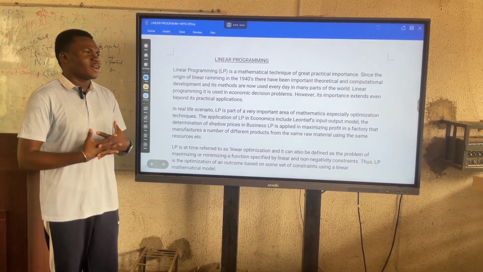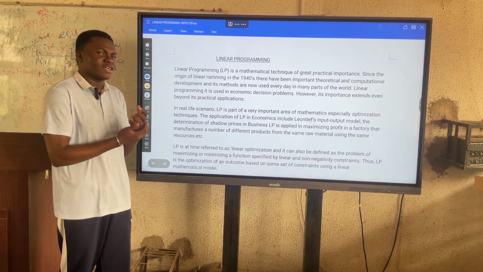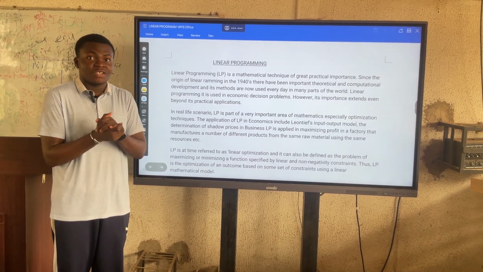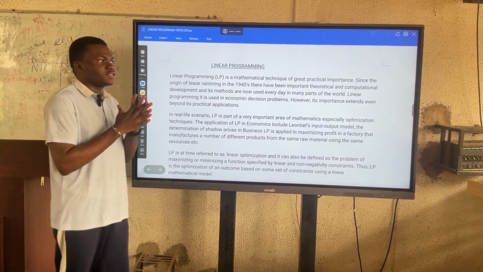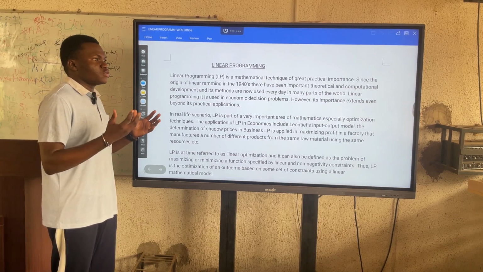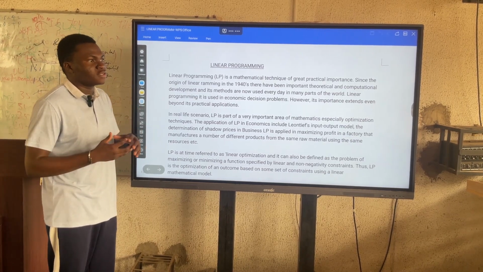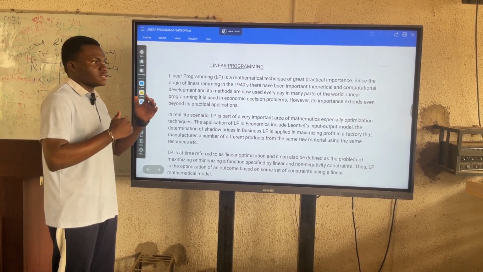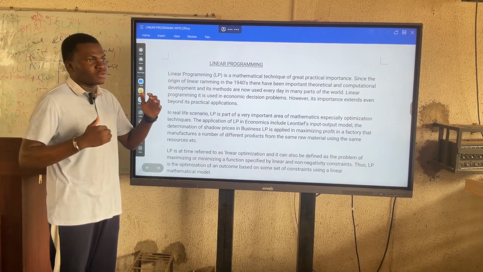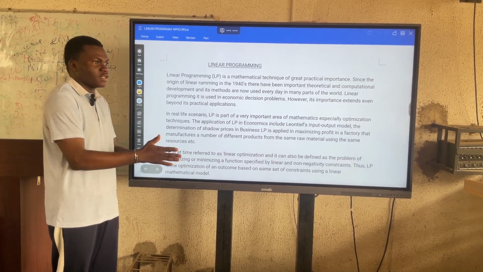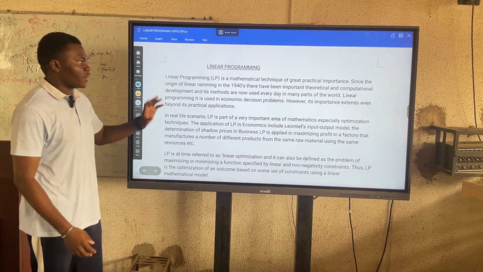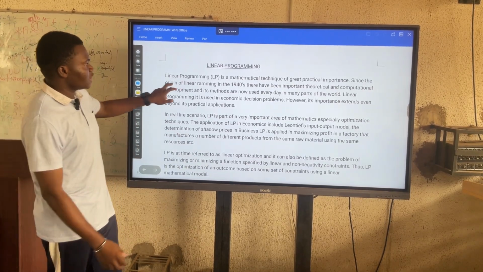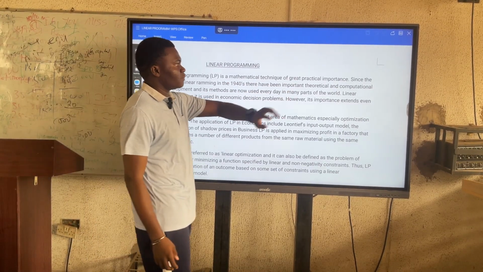So, before I start the main calculation, I want to give a brief introduction of what linear programming actually is. Linear programming is a topic in operational research which deals with maximization of profits, to know the constraints, to know how the resources within a given organization can be constrained to achieve a particular profit. Now, this is just history. It is a mathematical technique of practical importance.